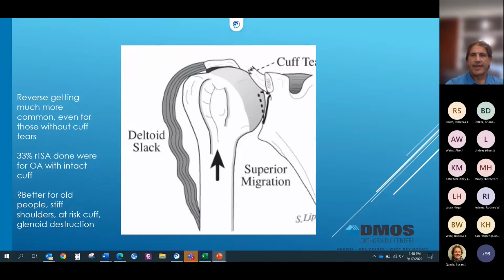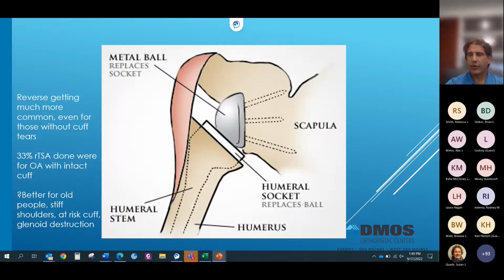If they have a lot of damage to the socket, the reverses can really rebuild the socket better. So you can have augments and a lot of screws on that side compared to the plastic. So if they have a lot of destruction of the socket, a reverse is good. Or if they really have terrible range of motion before surgery, just awful, then a reverse might have better results than an anatomic shoulder replacement. And then, of course, if they are missing the rotator cuff, then it's really the only shoulder replacement option.